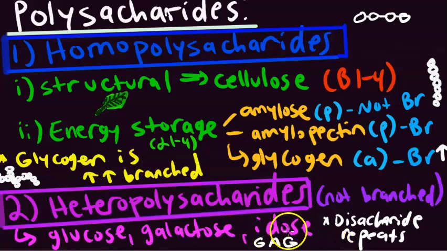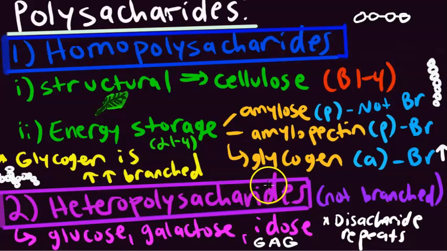But they can have any of these 3 sugars, and they're going to be disaccharide repeats, which are not branched, and they provide structural support. They play a structural role in animals. So these GAGs are found in animals. But the key for us animals is glycogen, to store energy so that we can later use it. And the GAGs play a structural role.